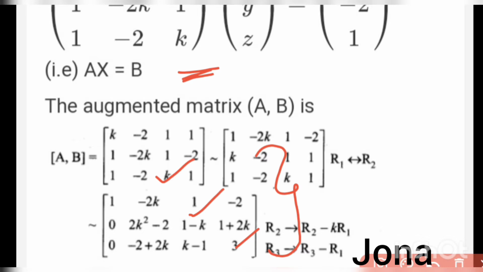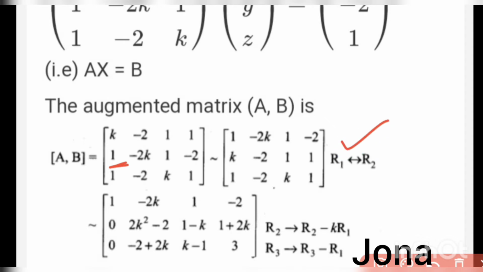Here in the second row we have 1 in this element place, so we have to exchange R1 and R2, so that we get 1, minus 2k, 1, minus 2; k, minus 2, 1, 1; 1, minus 2, k, 1. And then we want to make these elements here and here as 0. For this, what we have to do is multiply R1 by k.